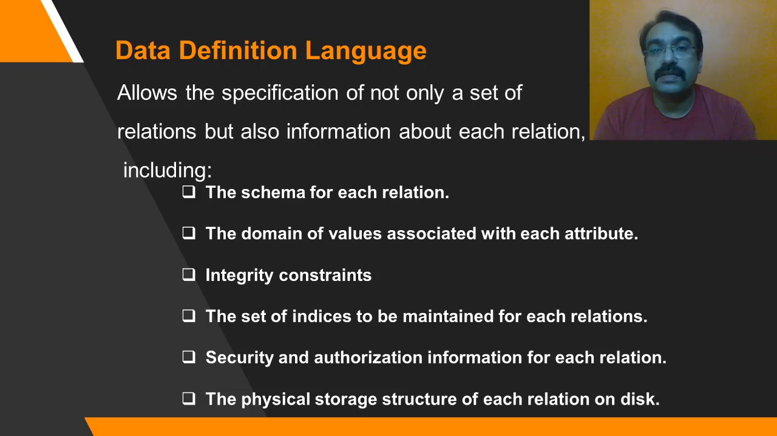The integrity constraints. Integrity constraints means some compulsions, some constraints we impose on the data, like the primary key cannot be null, few values cannot be null, or it should follow a particular value or a range of values. Those kinds of constraints we impose on the data which has to be entered in the DBMS. So that also can be declared or defined using data definition language.